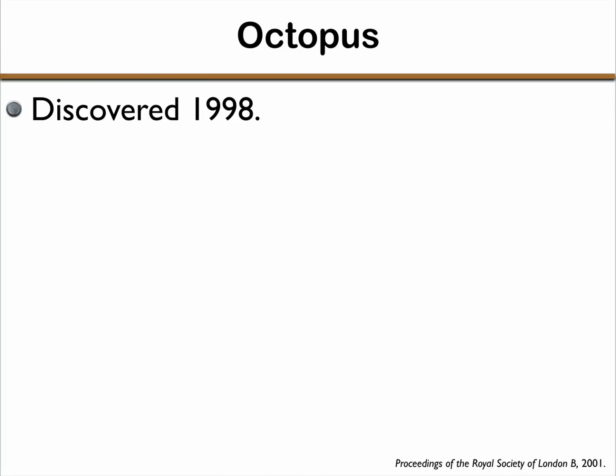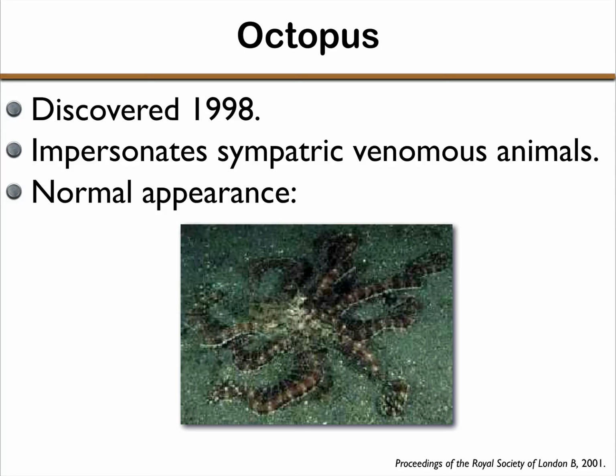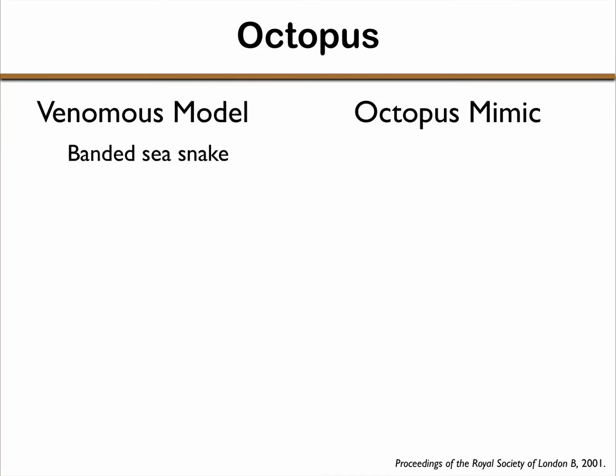And this octopus, this is an amazing octopus discovered, I think, in Indonesia in 1998 that impersonates a whole variety of venomous animals wherever it is sympatric with those animals. Sympatric means they live in the same area, okay? So here we have the normal appearance. That's the way the octopus really looks when it's not changed its color or shape to mimic something. But it's a miraculous octopus. It can change both its color and its shape to try to mimic what it is it's seeing. It's not a perfect mimicry, but it works.